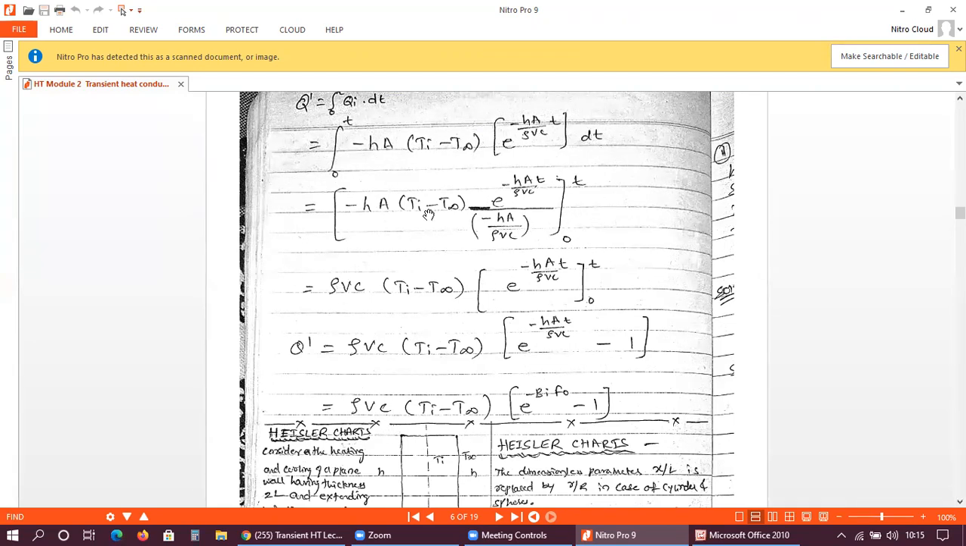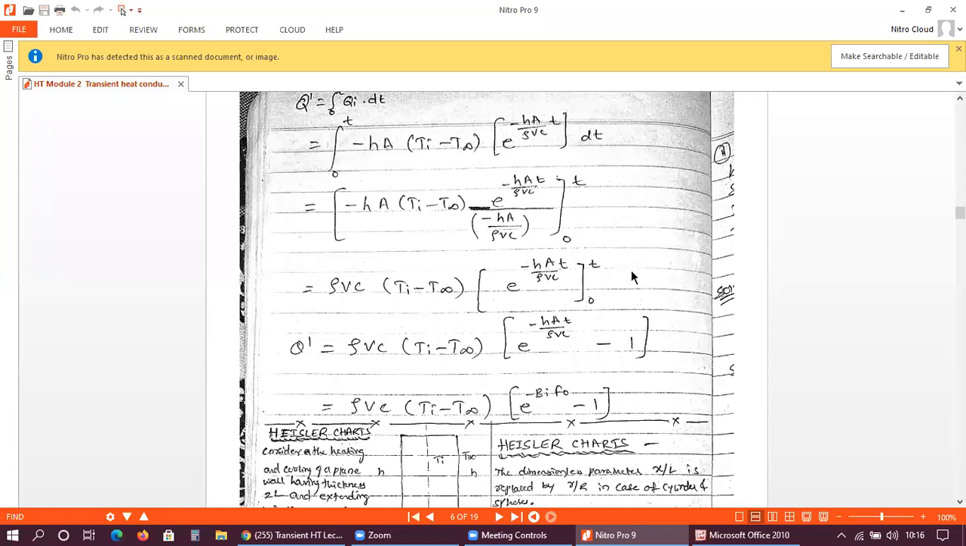Okay, so now here you can clearly observe that the hA part is there in the numerator and the hA part is there in the denominator. So this hA and hA will get cancelled here, right? At the same time, this is 1 by rho Vc. Now if you cancel this hA, it will become 1 divided by rho Vc, so I will take it to the numerator part. It will become rho Vc into (Ti minus T infinity) into e raised to minus hAt divided by rho Vc, within the limit 0 to t.